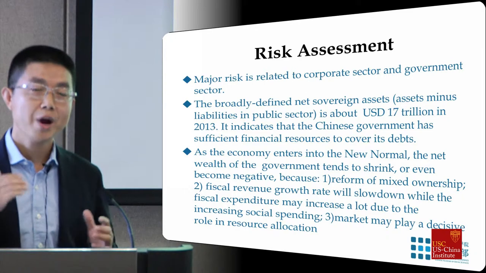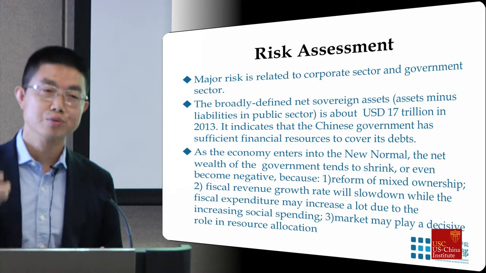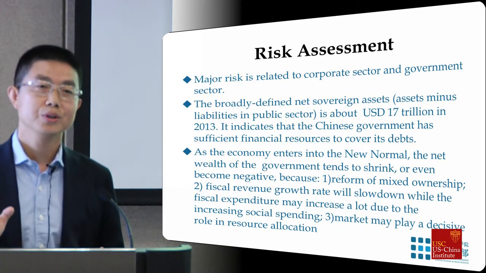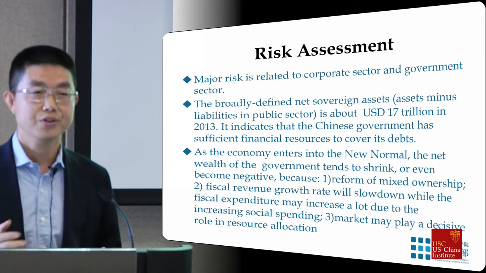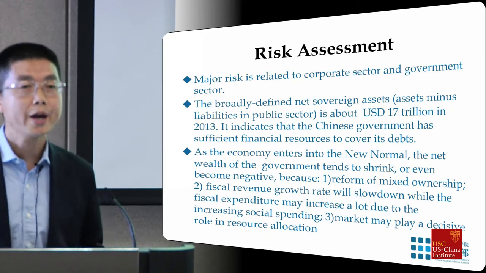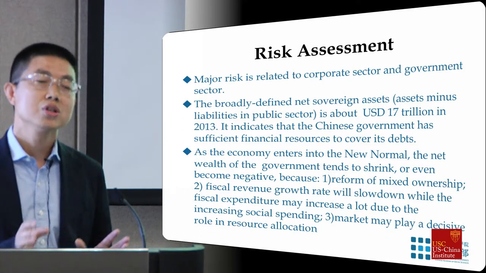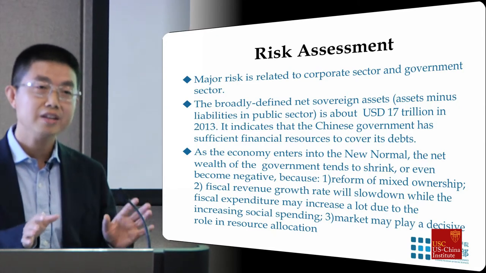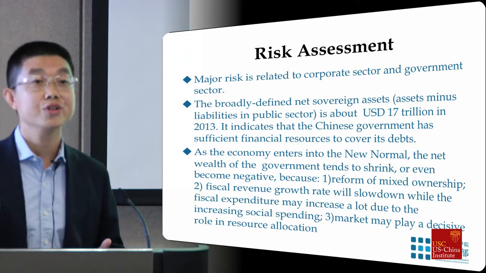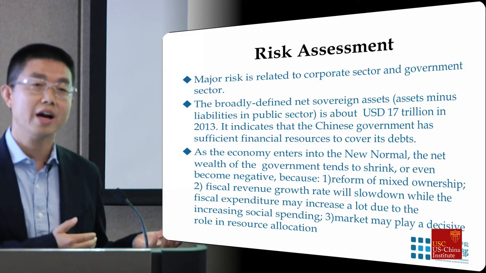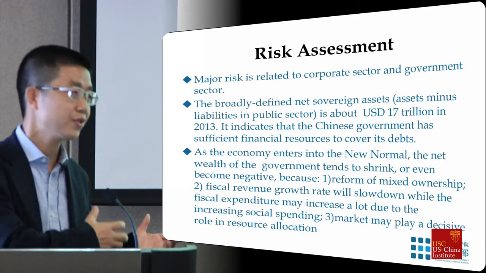That means when the local government cannot borrow money from the banking system, the policy bank now takes a role to support the local government investment, for example infrastructure investment. Some other measures have also been taken. For example, they try to shift the leverage within the sectors. Now the local government leverage is very high, but the central government leverage is not so high. So they shift the local government leverage to the central government leverage.